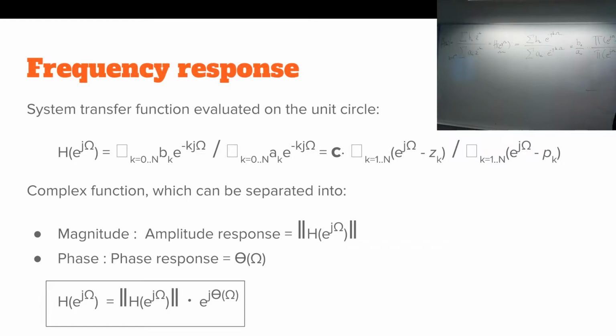And your point where you evaluate is somewhere there. Omega, for example, on this angle, complex angle, or angle on the complex plane. Okay, let's put some physical meaning for that omega.